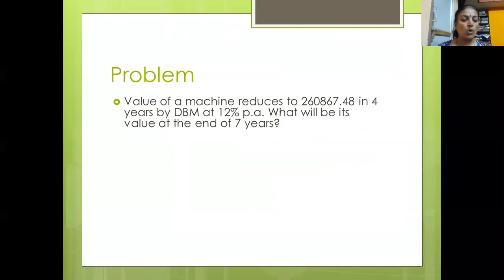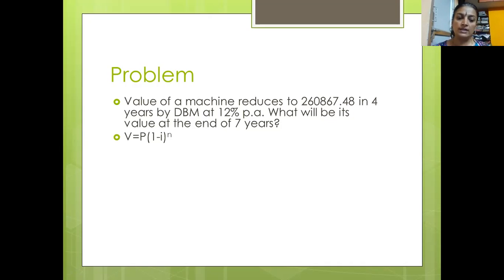See here, what is the problem? Value of a machine reduces to, that means V, that is 2,60,867.48 in 4 years, that is N is equal to 4 years, by diminishing balance method at 12%, that is I is equal to 0.12. What will be its value at the end of 7 years? So at the end of 4 years is given, and at the end of 7 years is asked.